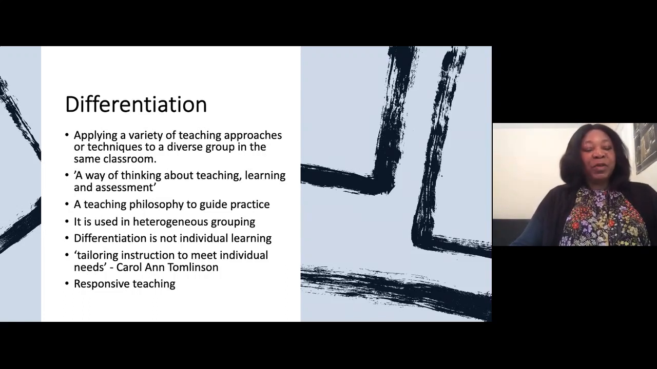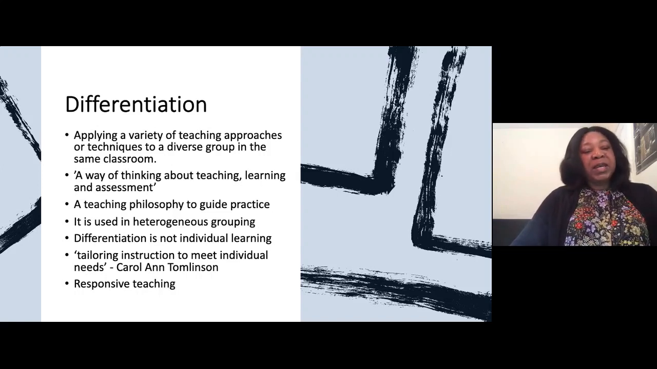when we have different needs, different learning needs, what do we do? How do we get learners to learn? How do we get them to access the curriculum equally and to grow from one level of progression to the other within the curriculum? We could also look at differentiation as a variety of teaching techniques, methods, or approaches that are used for a diverse group in the same classroom.